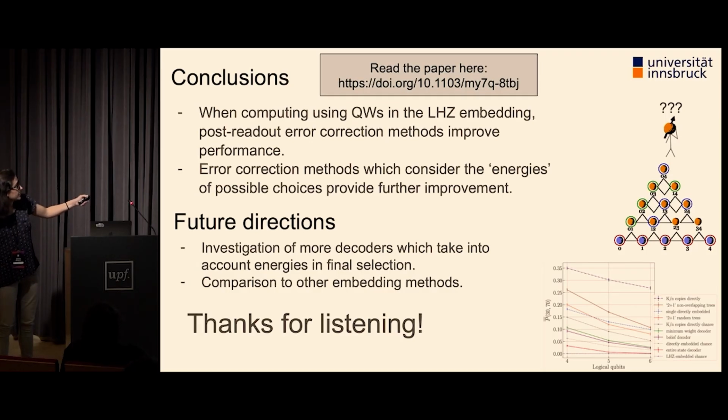And so, in conclusion, we found that when we are using quantum walks and the LHZ embedding, by using post-readout error correction methods, we can improve the success probability. And we also saw that if we use decoding methods which consider the energies of our states, then this can provide even more improvement compared to the original decoding methods.